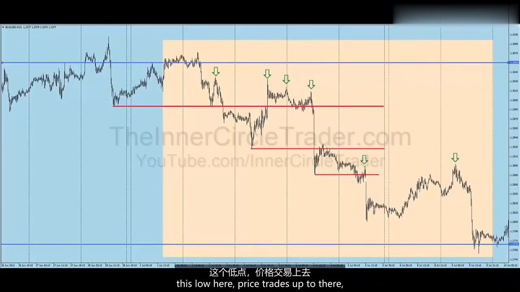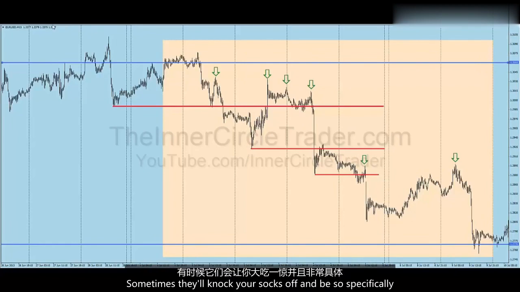We're going to use this low here, price trades up to there, and once we blow through it, we trade through it again, but we come right back up in this old swing low here. So I could have another level, but to keep it clean on the chart, I'm just going to keep it just like you have here. Don't expect perfection in terms of your support resistance levels.